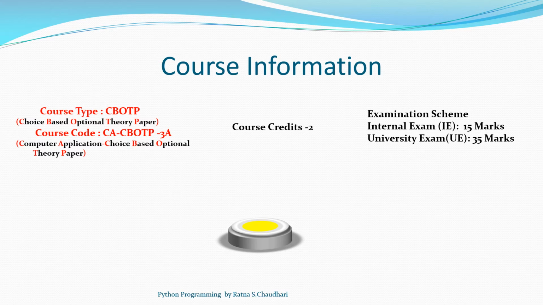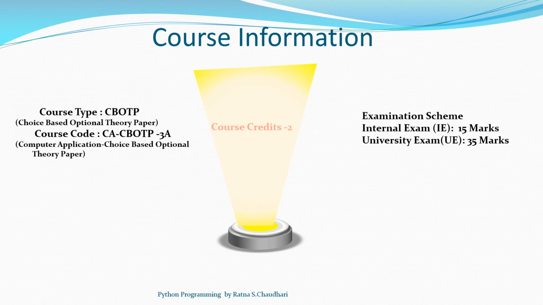For this course, your course type is CBOTP. Course code is CA-CBOTP-3A. Total course credit is 2, means at the end of this semester you have to earn 2 credits.